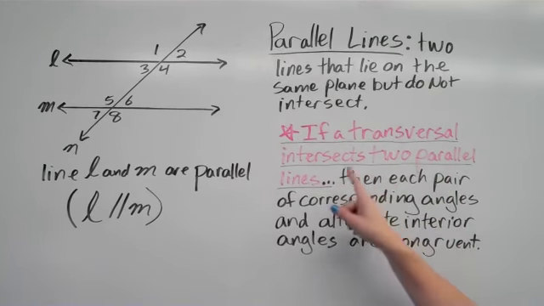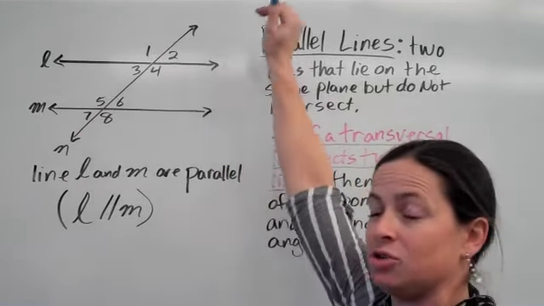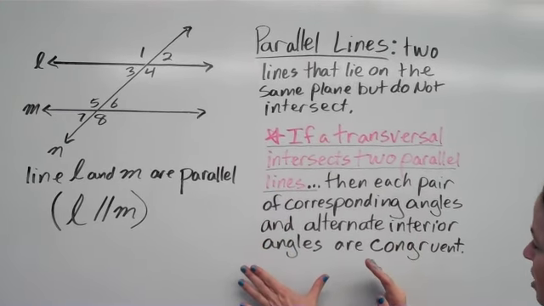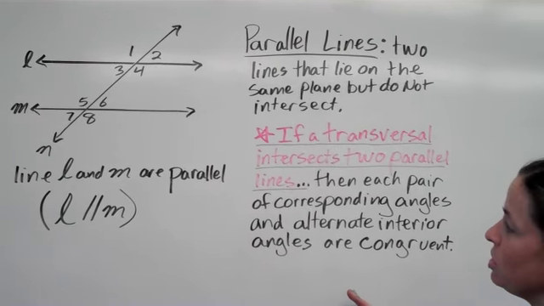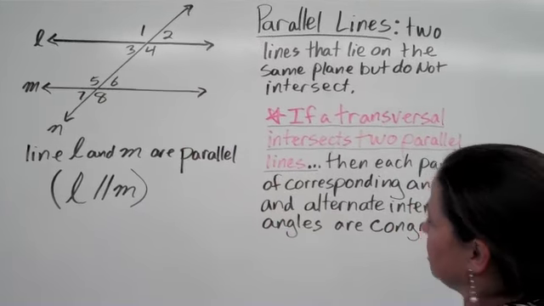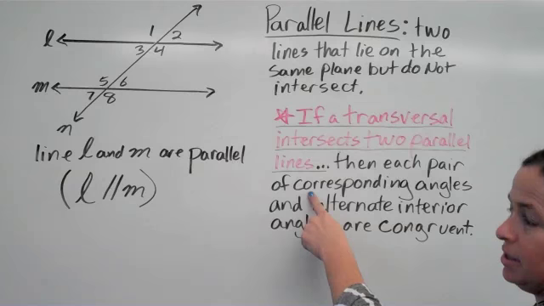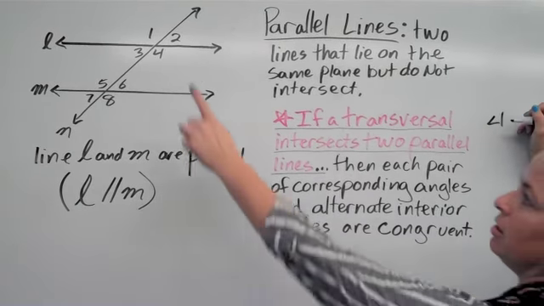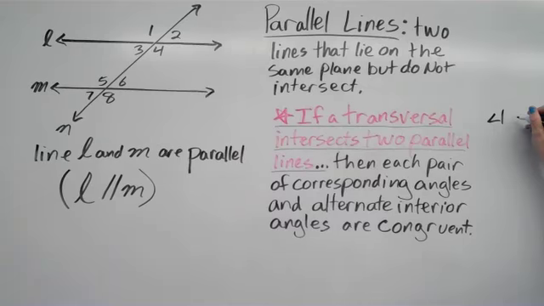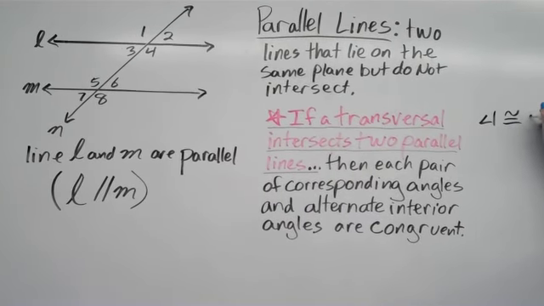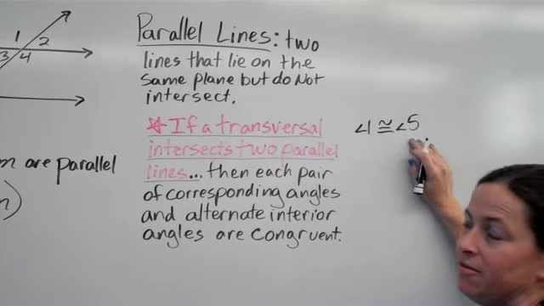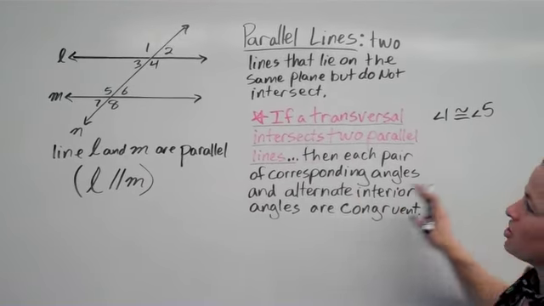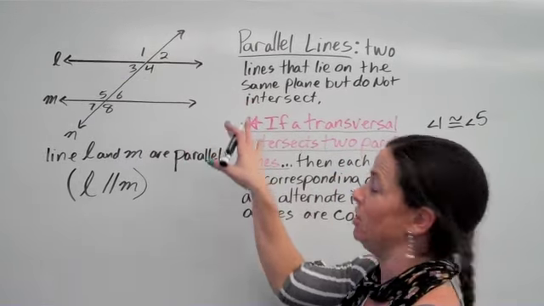If a transversal intersects two parallel lines, so these are parallel, and I have this transversal, all this is true. Then each pair of corresponding angles and alternate interior angles are congruent. So what we're going to do is look at this and decide which ones are corresponding. And these angles are actually going to be the same. So angle 1 is corresponding with angle 5. So if they're congruent, then we put angle 1 is congruent to angle 5. And this is true because these lines are parallel and we have a transversal. Angle 1 and angle 5 are congruent because they are corresponding angles on parallel lines.